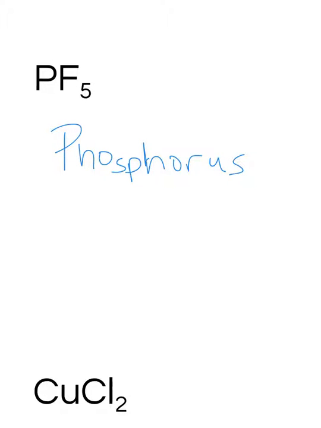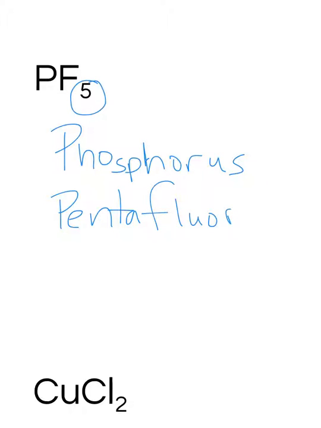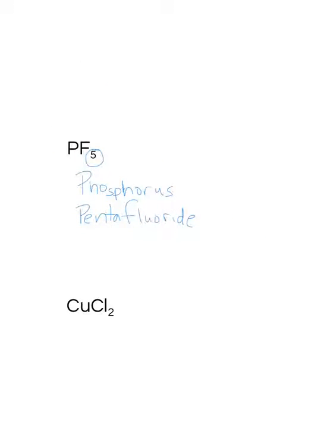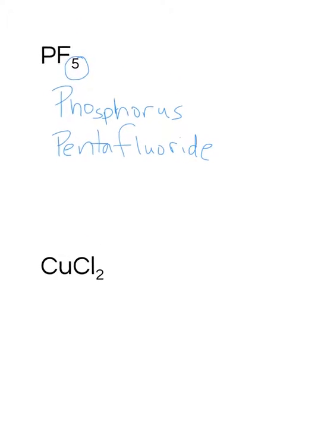And I see that I have 5 fluorine atoms in this molecule. So phosphorus penta, remember penta is the prefix that I use when I have 5. So phosphorus pentafluoride. All right, let's take a look at the next example. So the next example that we have is CuCl2.